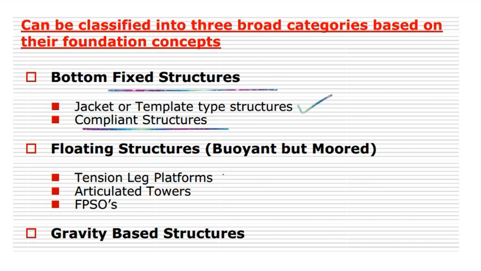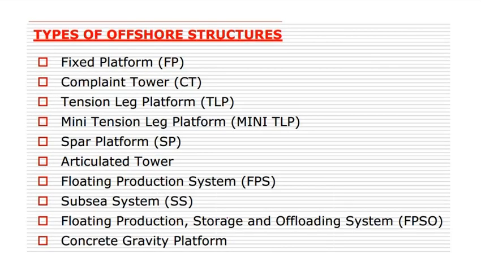Floating structures will be FPSOs, tension leg platforms, articulated towers. That's buoyant but moored. These are floating structures, but they are moored. Gravity-based structures are also there. And the types of offshore structures: fixed platform, compliant tower, tension leg platform, mini tension leg platform, spar platform, articulated tower, floating production system, subsea system, FPSO, concrete gravity platform. These are the different types of offshore structures that we can see.